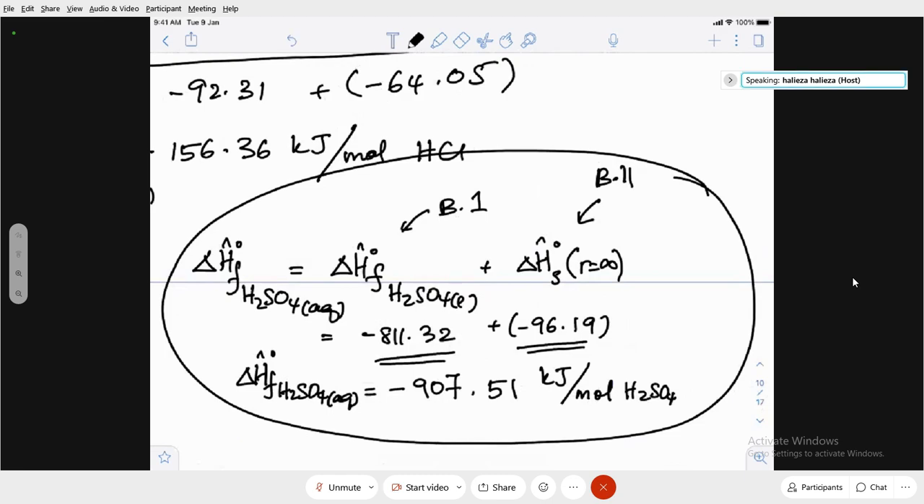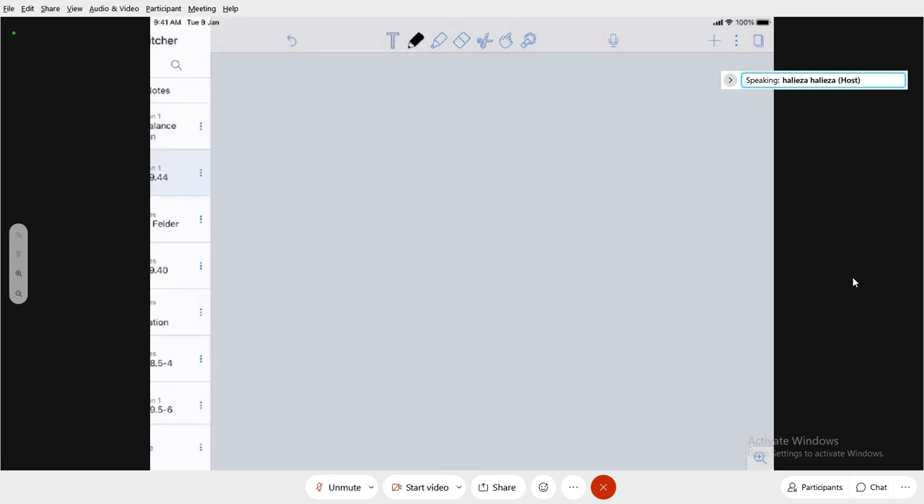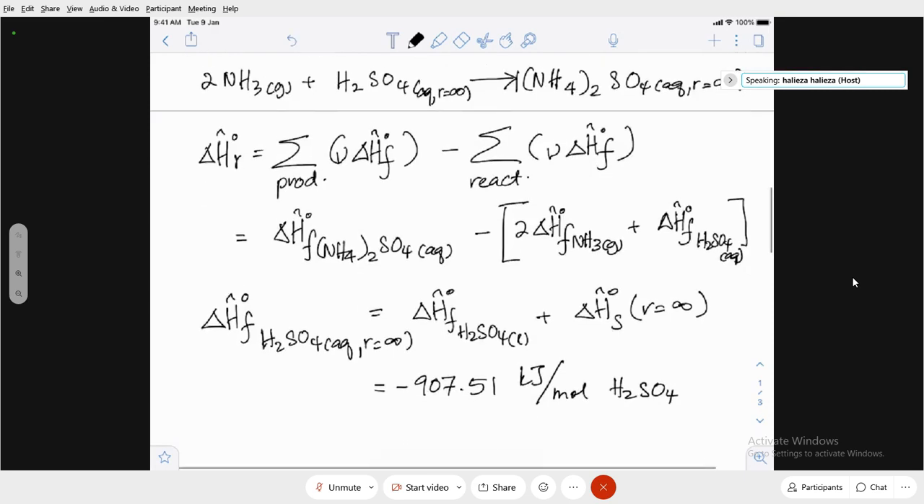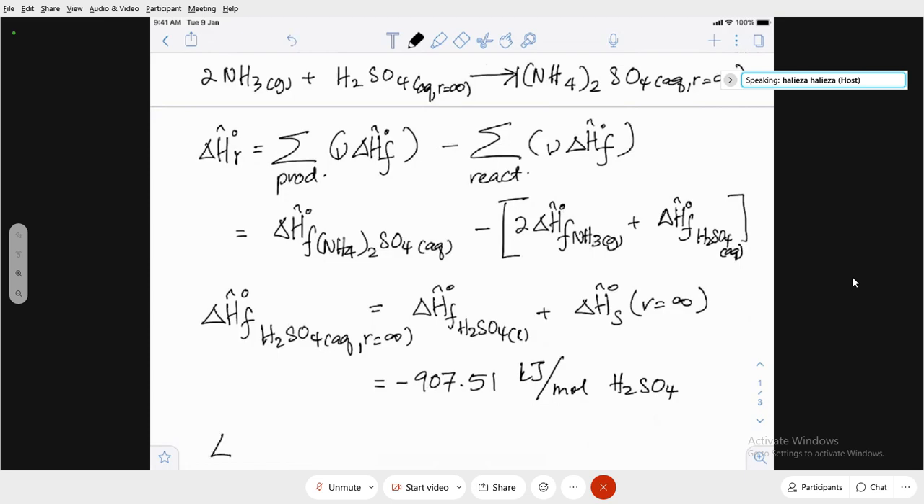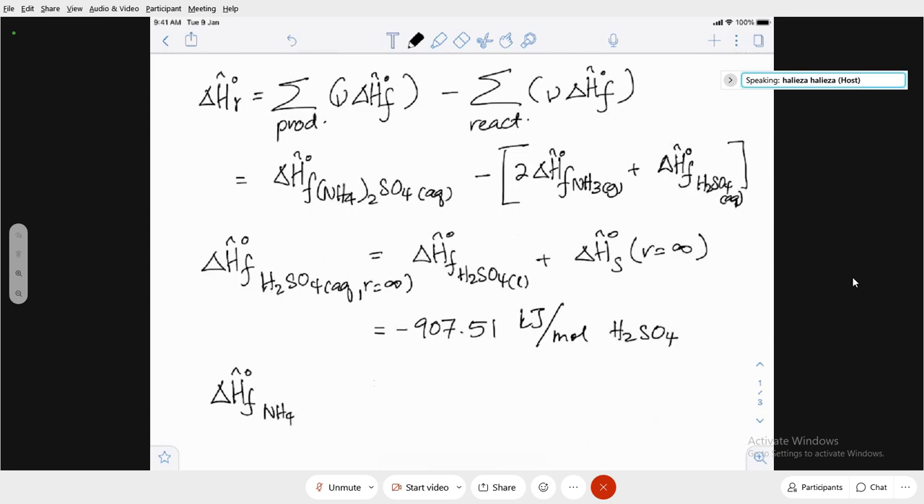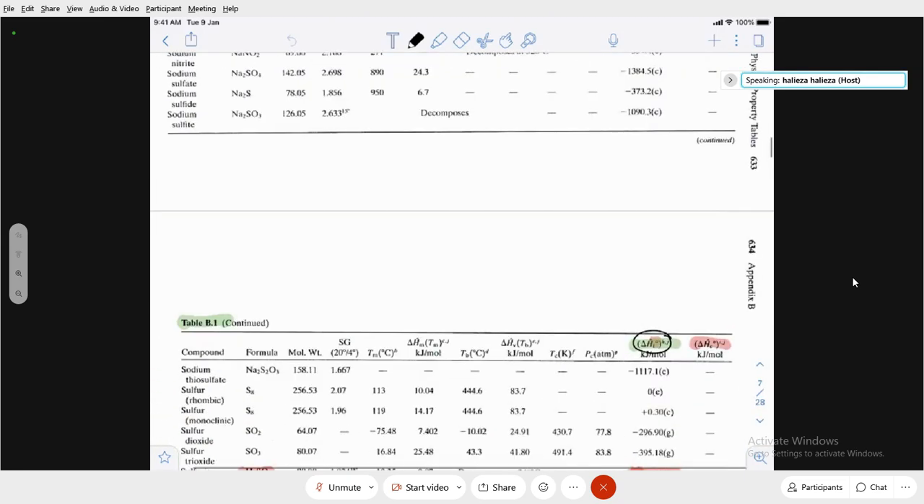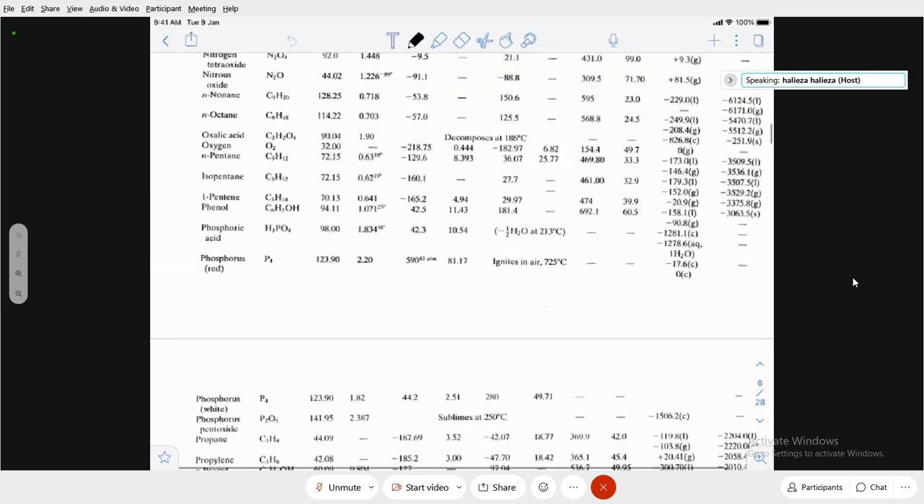But since it's already available in appendix B1, we're just going to write down that value in our problem here. That is kilojoules per mole of your sulfuric acid, your solute, which is liquid. Okay, so that's one value. Next, we're going to look up the heat of formation of your product, which is ammonium sulfate aqueous. Whether it's available, let's have a look in appendix B1. Ammonium sulfate. That will be somewhere at the very top here.